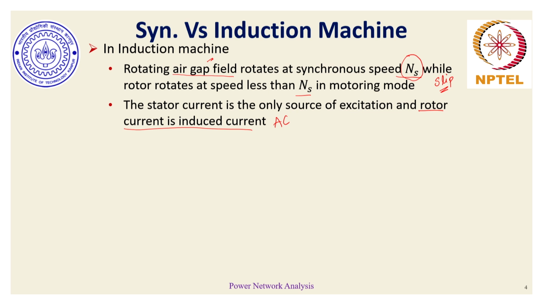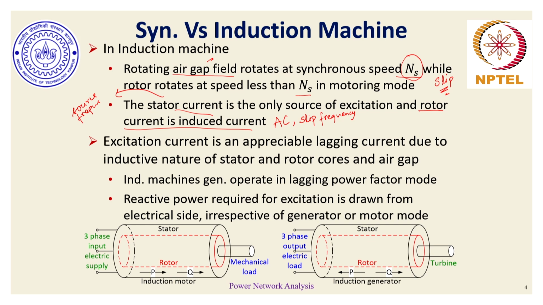The rotor current induced in induction machines is an AC current, and its frequency is different from the frequency of the stator. Basically, the rotor current frequency is called the slip frequency, which depends on the machine slip, whereas the stator carries current at the same frequency as the source on the electrical side. This excitation current in induction machines is responsible for creating the air gap field, which is rotating. How the rotation happens, we'll discuss toward the end, in the last few slides of this lecture.